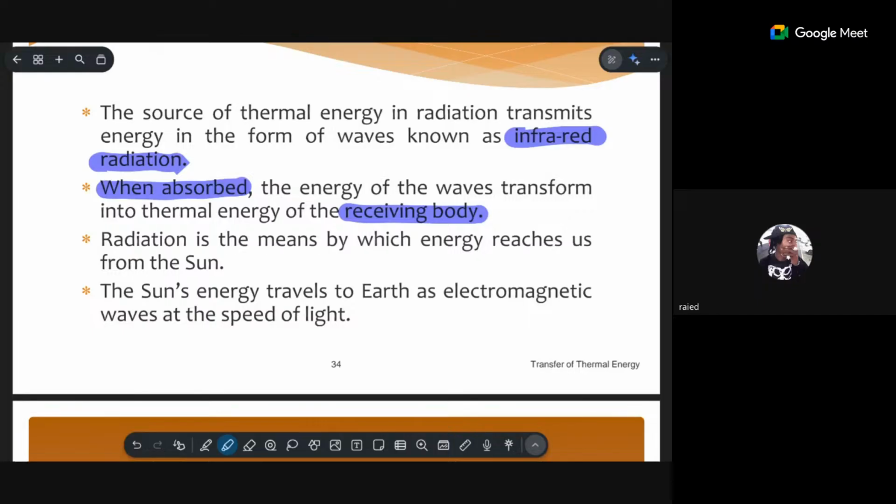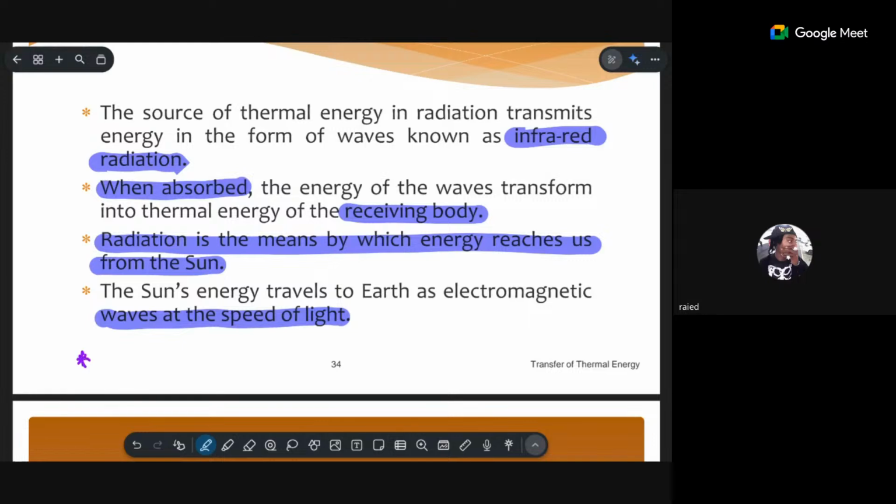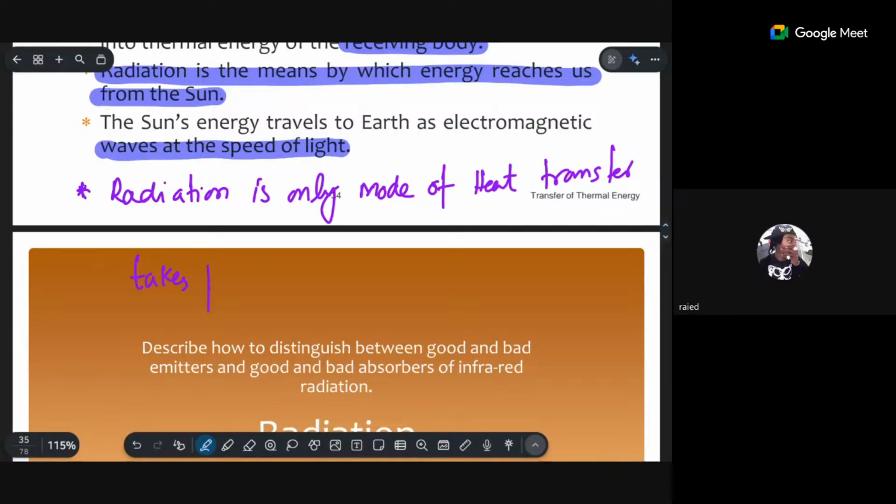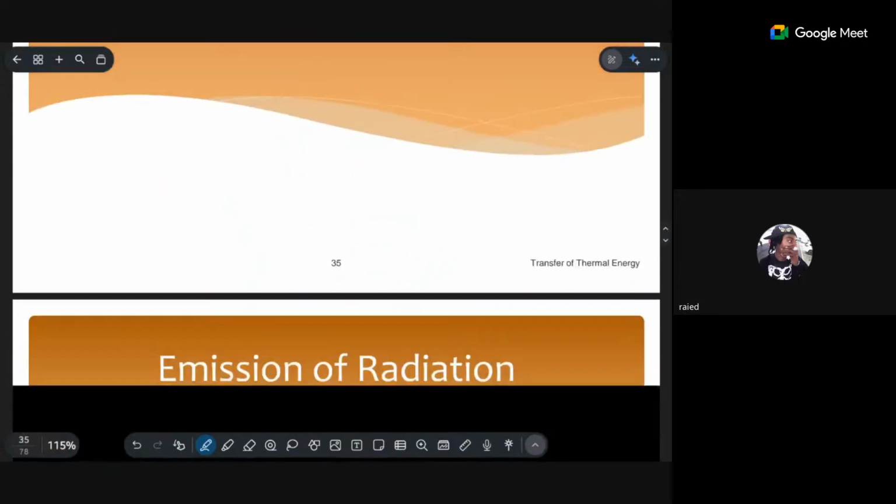Radiation is the means of energy transfer from the sun, and this is again a past paper question. The sun's energy travels to the earth as an electromagnetic wave with the speed of light. This is a very important slide, as there is a lot of information in it, and all of it is asked in exams. Radiation is the only mode of heat transfer which takes place in vacuum. Okay, remember all these points for radiations.